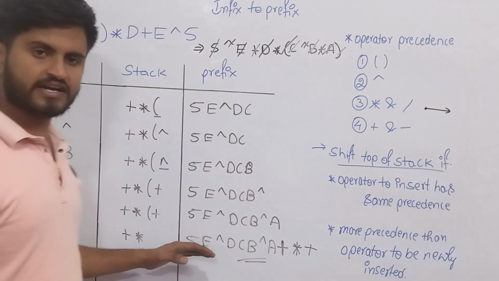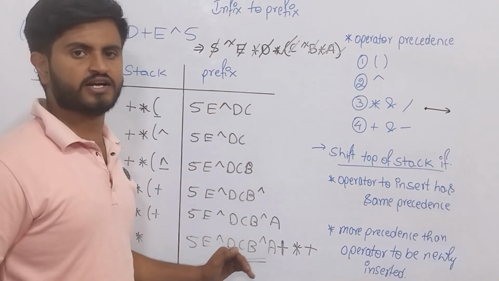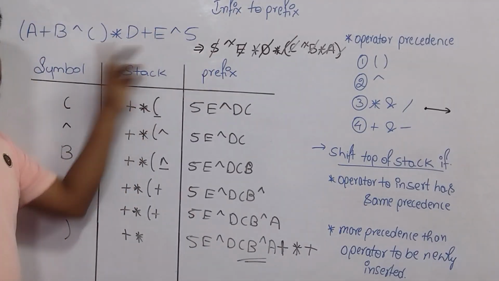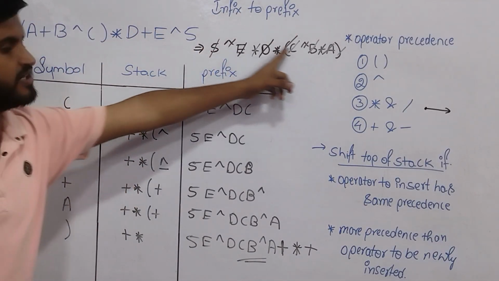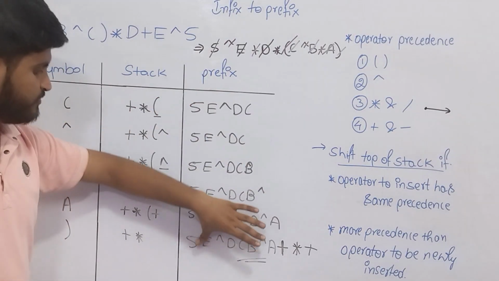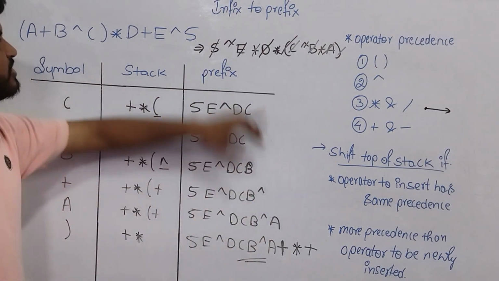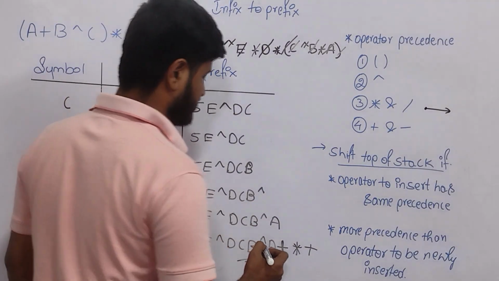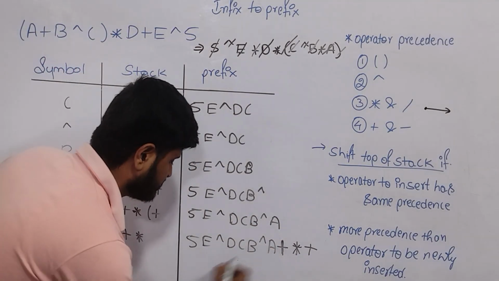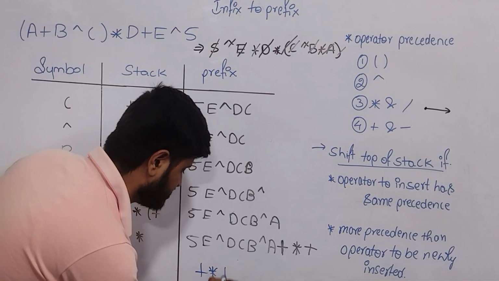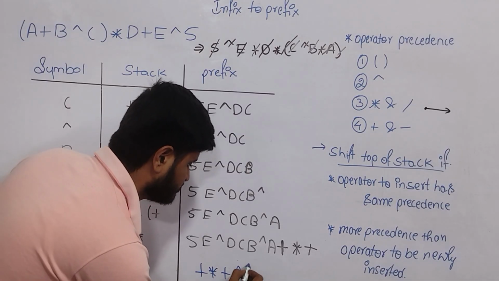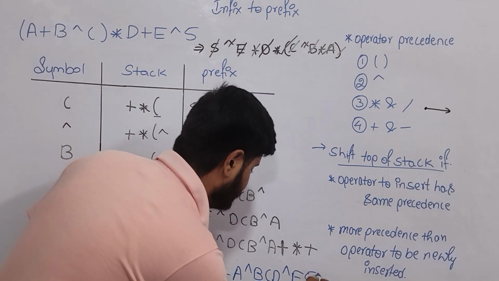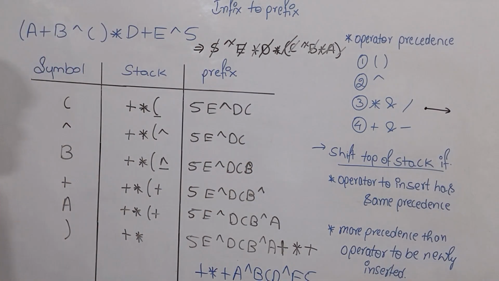So is this the correct answer? No, this is not the correct answer, because at the start we inverted the given infix expression. So if you invert this expression, then you will get the prefix expression. So what will be the final value? First write plus, multiplication, plus, a exponential b c d, exponential e and 5. So this is the final answer.